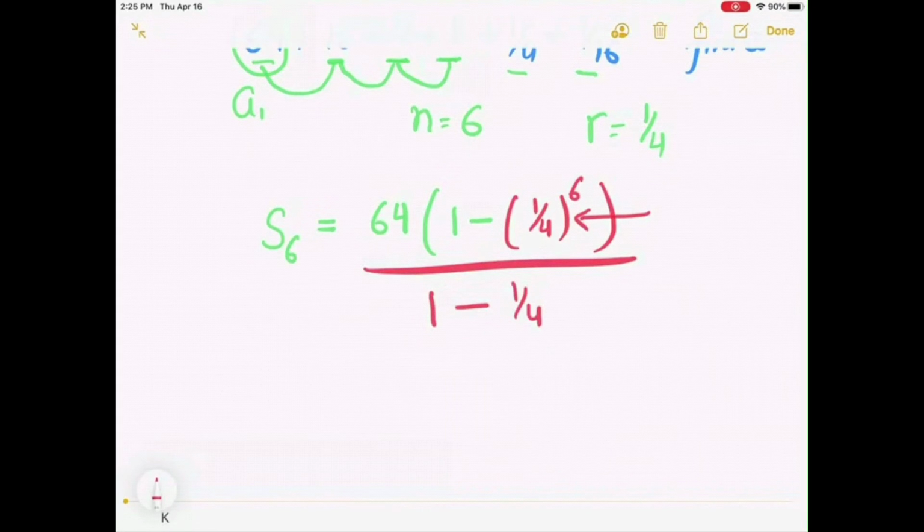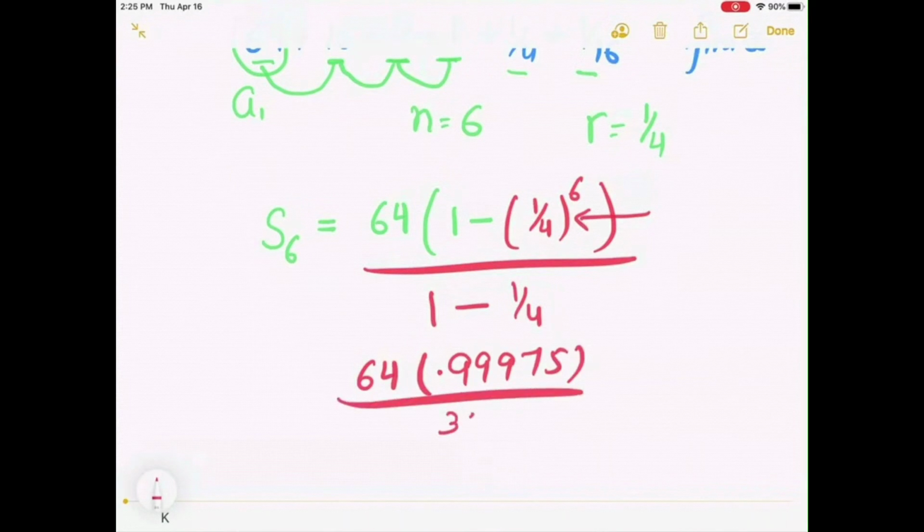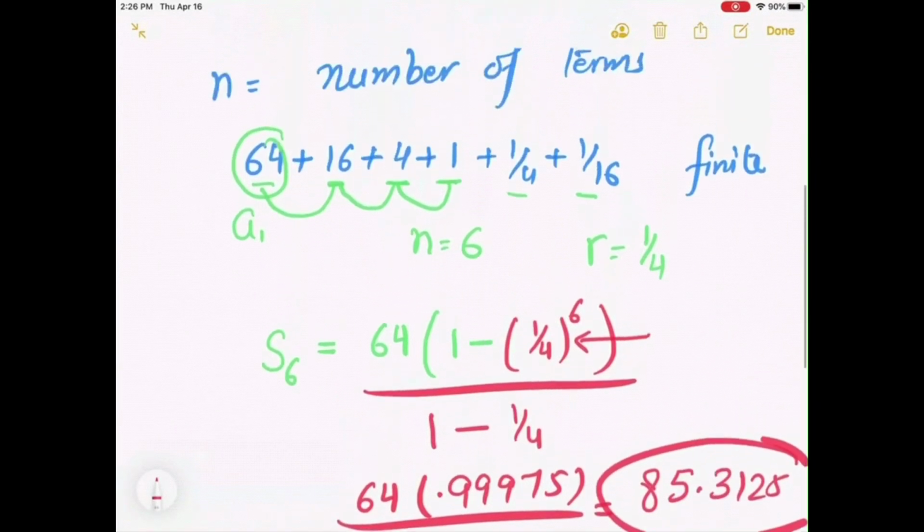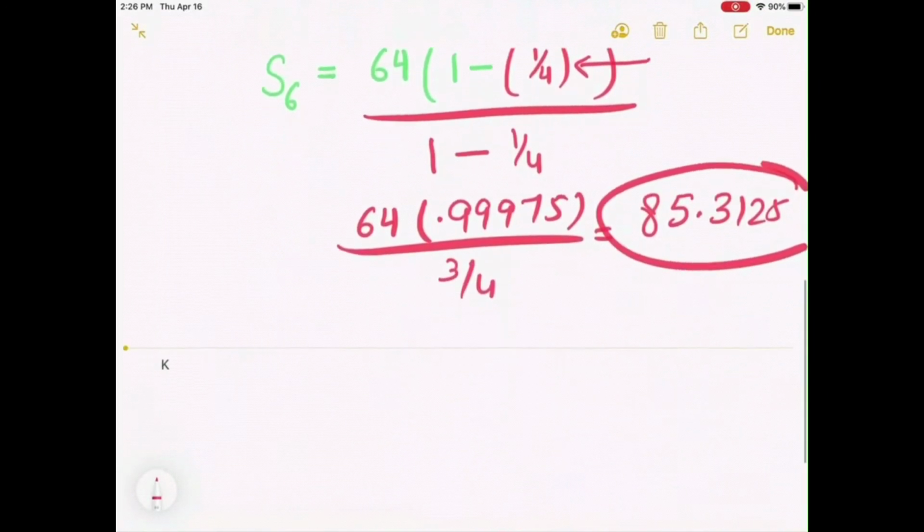So I did pretty much the whole thing. I did parentheses first. After simplifying parentheses, I ended up getting 0.9975. Then divided by 3/4. And if I simplify this whole thing, at the end it would be 85.3125. Here you go. So that's my sum for this geometric series. Now let me show you one more example.